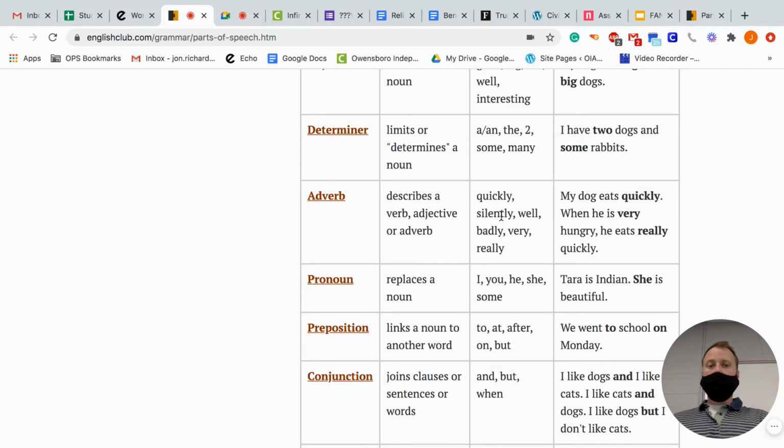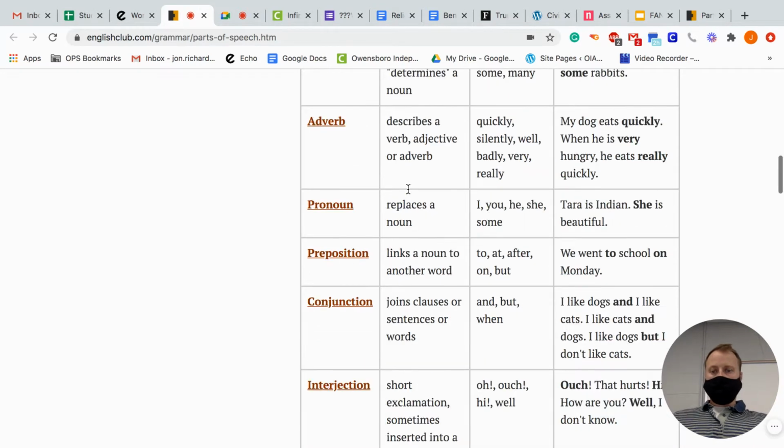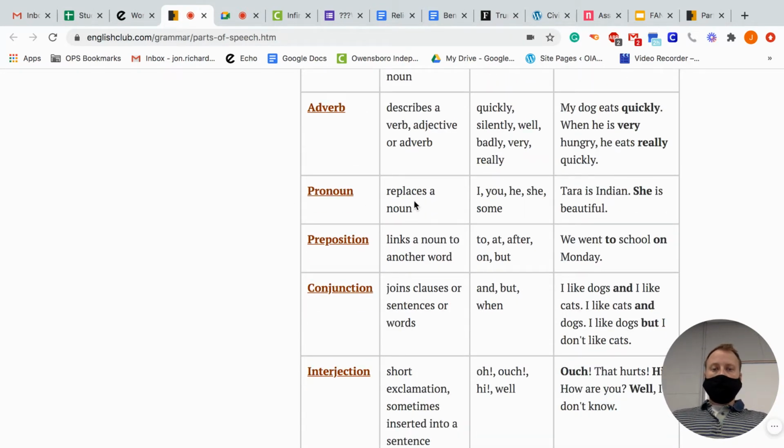Adverbs are a little confusing, but they describe the verb, adjective or adverb, okay? So quickly, silently, well, badly, very, really. A lot of these end in ly, okay? My dog eats quickly. When he is very hungry, he eats really quickly, okay? So those are adverbs. Pronouns replace the noun, okay? So pronouns are like I, you, he, she, some. Tara is Indian. She is beautiful. Okay.